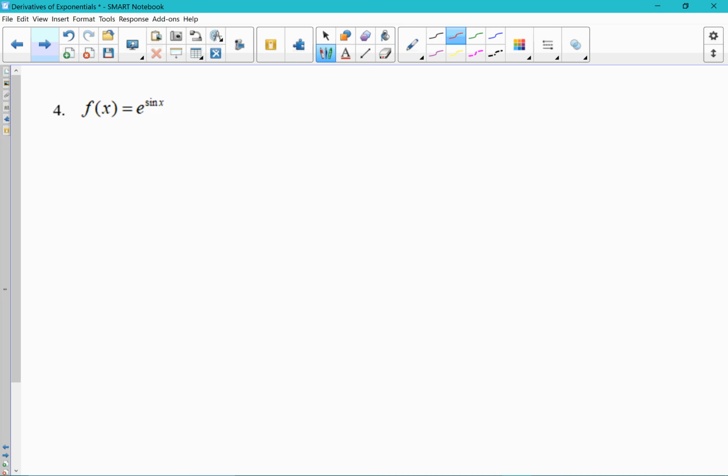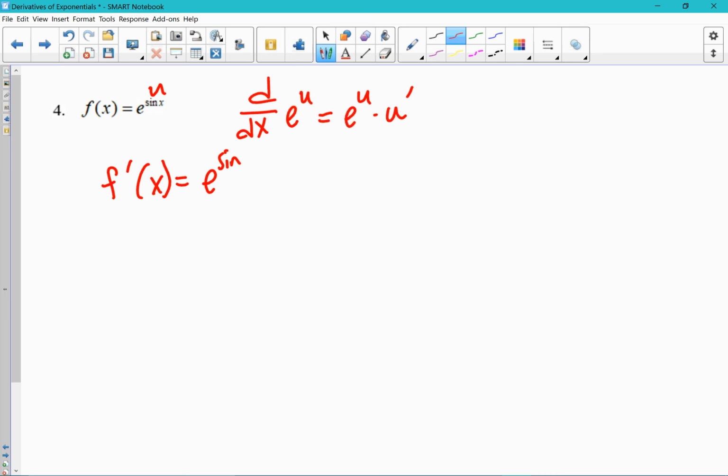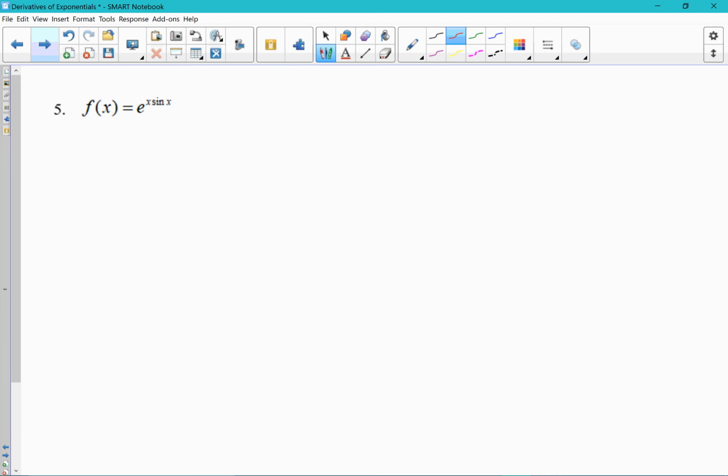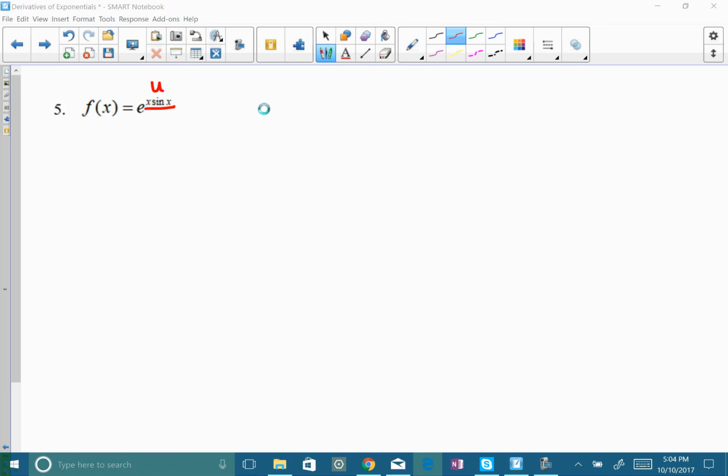Ta-da! f of x equals e to the sine x. u is your sine x. So again, e to the u will be e to the u times u prime. So f prime of x, the e to the sine x, everything remains the same, and then times the derivative of sine x, which is cosine x. All right, I know you guys have been struggling with these a little bit, where you've got a bunch of stuff going on inside the chain rule, so we need to do a little bit of practice with these.